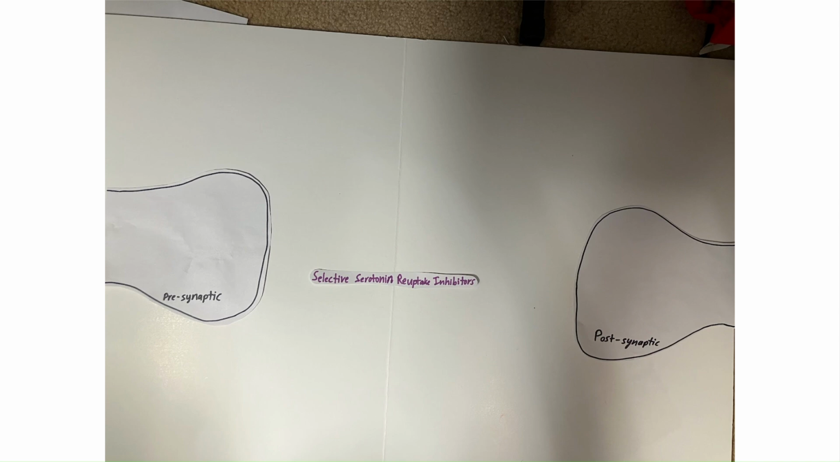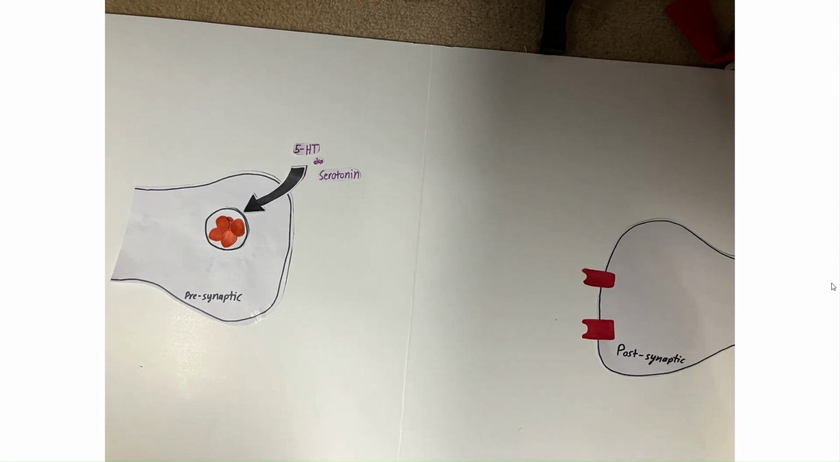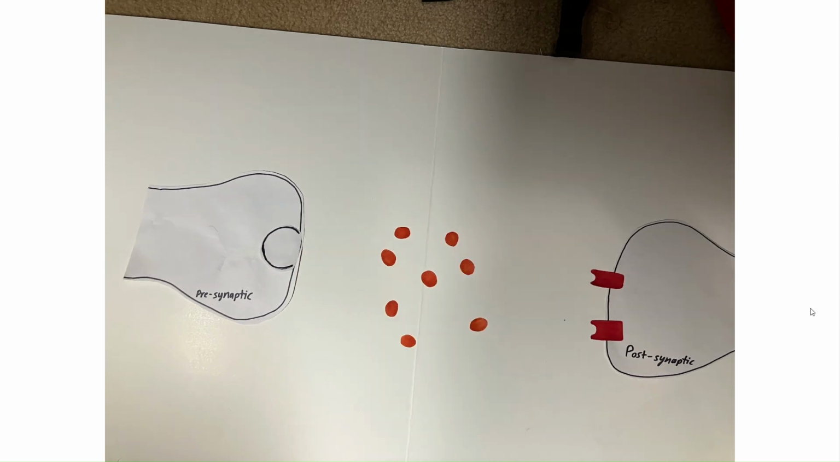To understand how SSRIs work, we first need to understand what serotonin reuptake is. To do this, we need to look at the signal transduction pathway of serotonin. These are two serotonergic neurons, and here we can see how 5-HT, also known as serotonin, is stored in presynaptic vesicles in the presynaptic terminal. These vesicles transport the serotonin to the presynaptic membrane, where serotonin is released into the synaptic cleft.